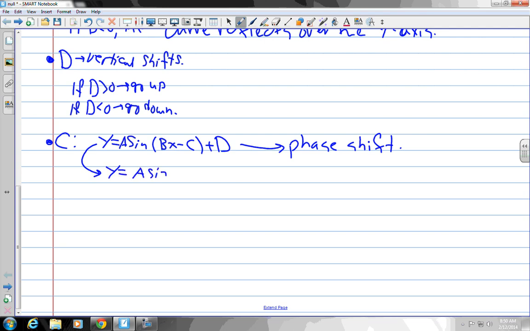A sine of, factor b out, and that leaves you with x minus c over b. So c over b will tell you by how far we're going to shift. And if you have a plus on the inside, we're going to go to the left. If you have a minus on the inside, we're going to go to the right. Okay? So the absolute value of c over b is called the phase shift.